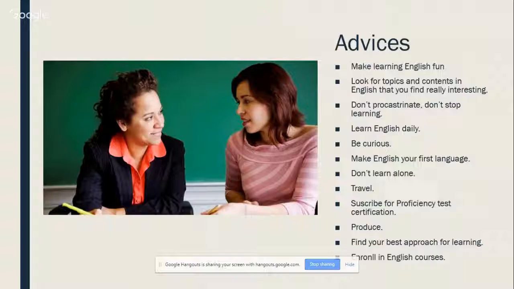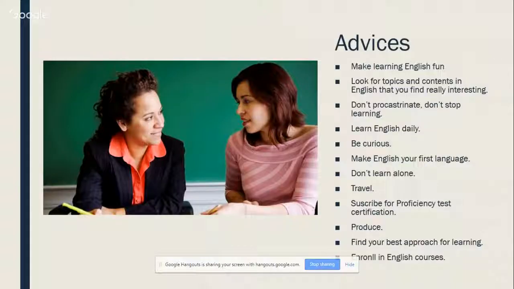Yes. So the next one, learn English daily. I think it's related to the last one, you know? Be curious. Just look for new things. Look for new ways to do what you usually do. For example, look for new sites about things that you love to know about. Just keep exploring. Don't just stick with the same things always. Look for new things, okay?